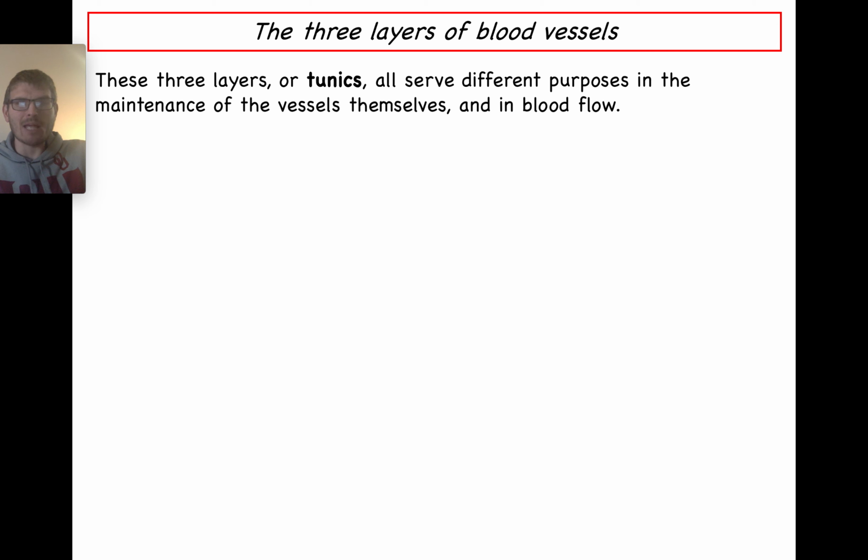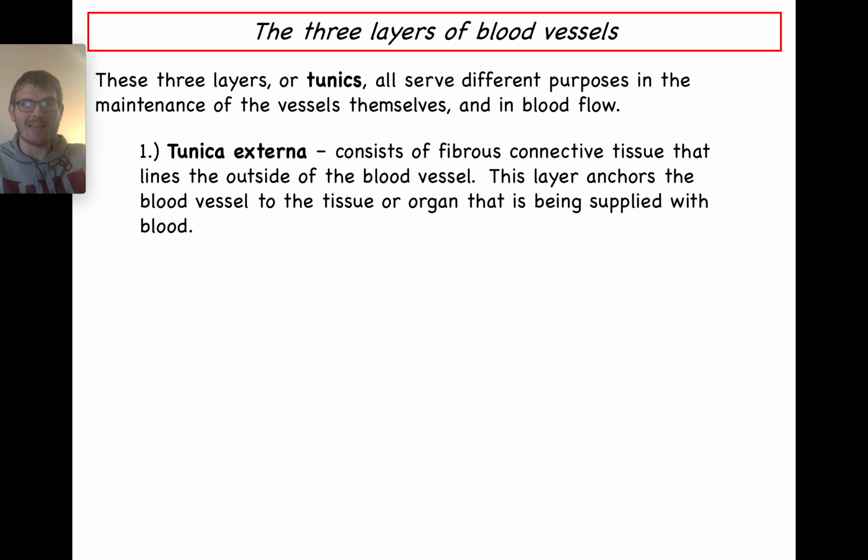So any given blood vessel can have up to 3 different histological layers. We sometimes call these layers tunics. So these 3 different tunics are each going to serve a slightly different purpose in either maintaining the blood vessel, permitting blood flow, or something else altogether.